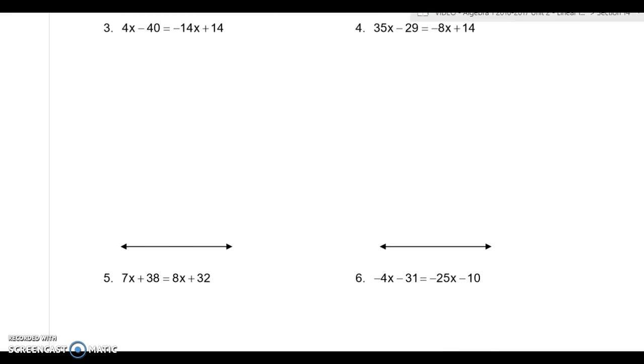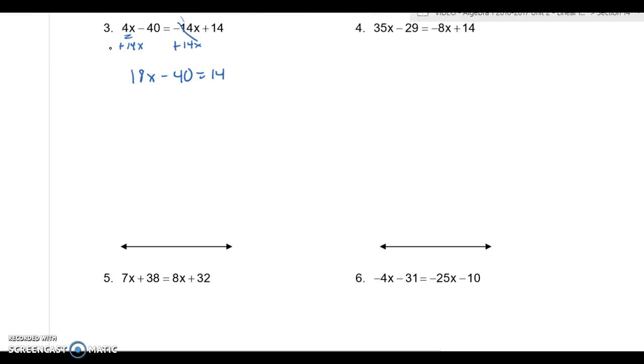So let's take a look at a couple problems here, just work them through, make sure we've got the concept down before we move on to the next part. Let's take a look at number 3. We've got 4x minus 40 equals negative 14x plus 14. Again, I want to make a decision which side do I want to put the variable on. Because I've got a positive x on this side and a negative x over here, it's probably easiest to move the negative 14x over. And the way to do that is to add 14x to both sides. When I do that, I've got 18x minus 40 equals 14.